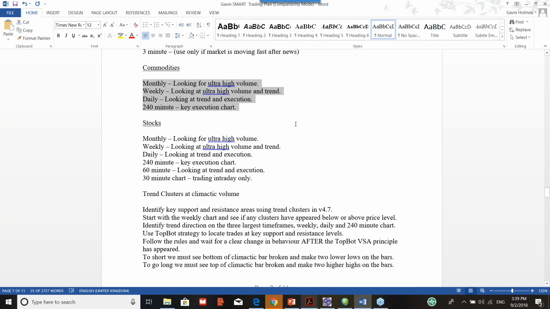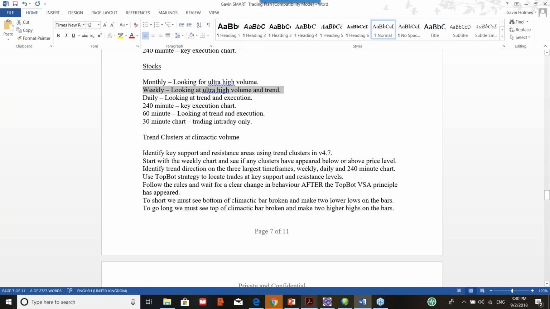Monthly, weekly, daily, 4-hour charts. And it's very similar for the stocks as well. The most important one for investing in stocks is going to be the weekly chart, and I'll explain why tomorrow. The weekly chart will give you a very good picture of which stocks are being accumulated or distributed.